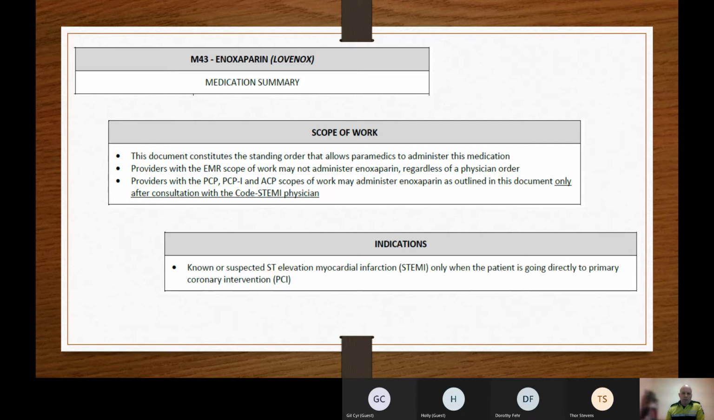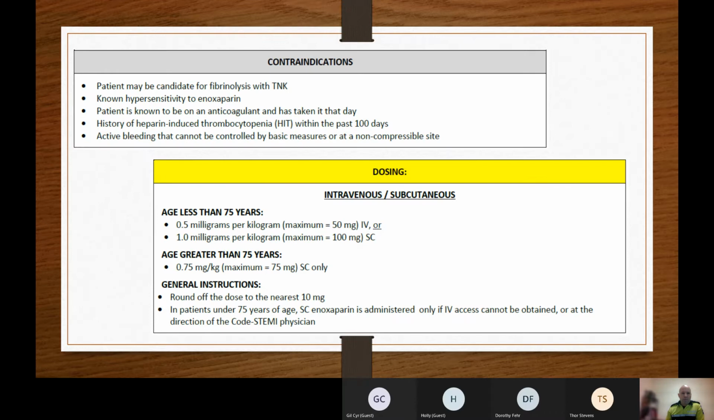So indications: STEMI with the patient going for PCI. Same thing as ticagrelor. Contraindications, like before: patient may be a candidate for fibrinolysis with TNK. The reason both these meds say not to give if they're going to consider TNK is that if you give it along with aspirin and other NSAIDs, it can actually increase bleeding. So that's why the physicians may hold off on giving it. Obviously, hypersensitivity to it, allergic to it. Again, patient has not been on an anticoagulant and has taken it that day.